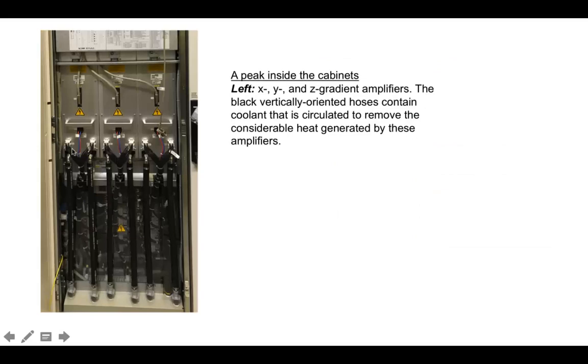Here's a look inside the RF cabinet. You can see you have 1, 2, 3 different RF amplifiers for orientations X, Y, and Z. These black hoses contain a coolant that's circulated basically to remove the heat that's generated by these amplifiers. So this would be part of what your water circulation cooling is being used for. No need to cool this down to superconducting temperatures because this is just to deal with thermal heating due to ohmic considerations.